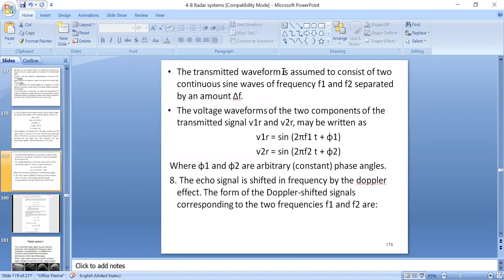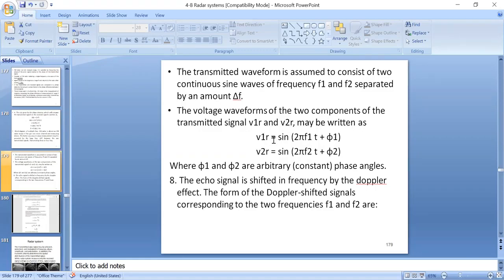So the transmitted waveform is assumed to consist of two continuous sine waves of frequency f1 and f2. Here I already mentioned that instead of transmitting a single continuous wave frequency, we are transmitting more than one continuous wave frequency. That is denoted here, f1 and f2, separated by an amount of phase difference del f, or frequency difference. This is del f, which means frequency difference.